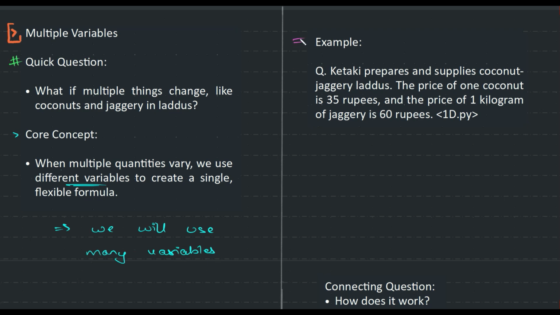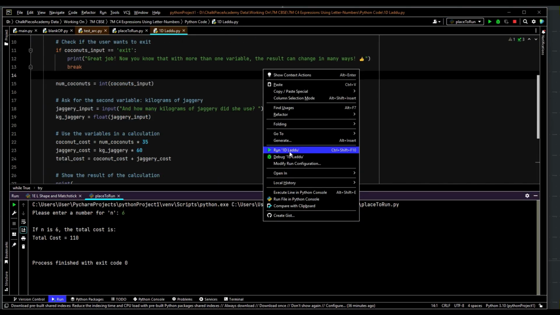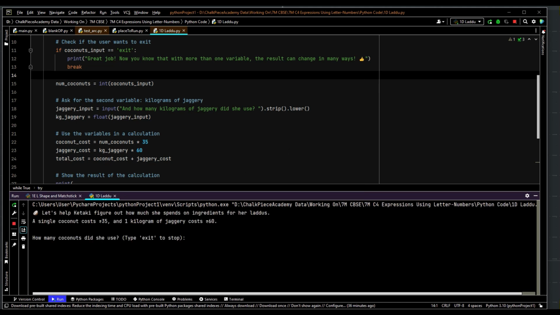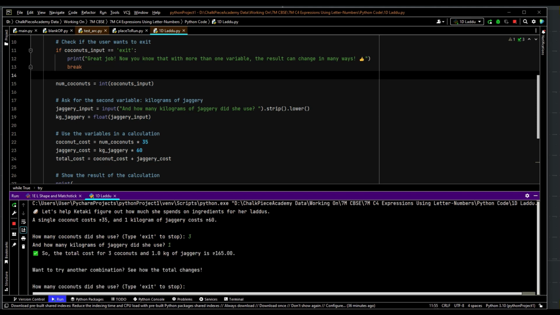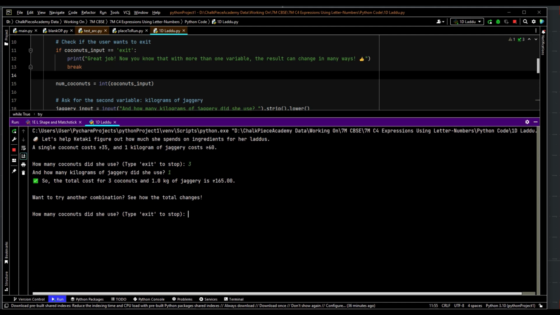Right? So let's look at this. We are preparing jaggery laddu, and the price of one coconut is 35 and the price of 1 kg jaggery is 60. So let's see how much money we need. We already spent money on dry fruits, so we need to spend money on this. Let's help her figure out the total cost. Say she decides she needs 3 coconuts, and 1 kg jaggery. So she will end up paying 165 rupees. Basically 3 into 35 would be 105 rupees, plus jaggery cost is 60, and we have 165.